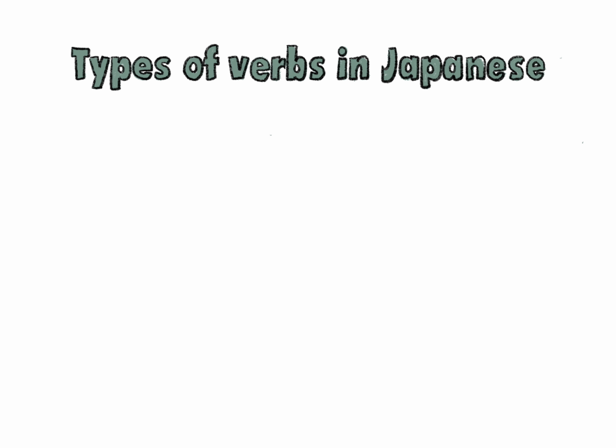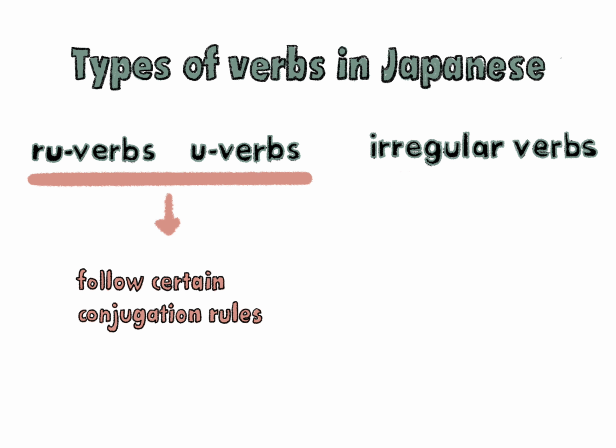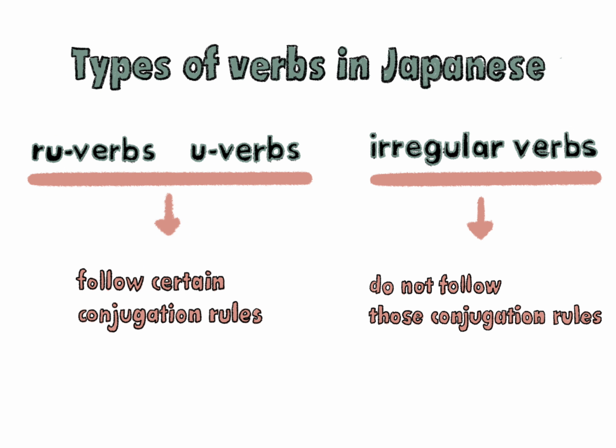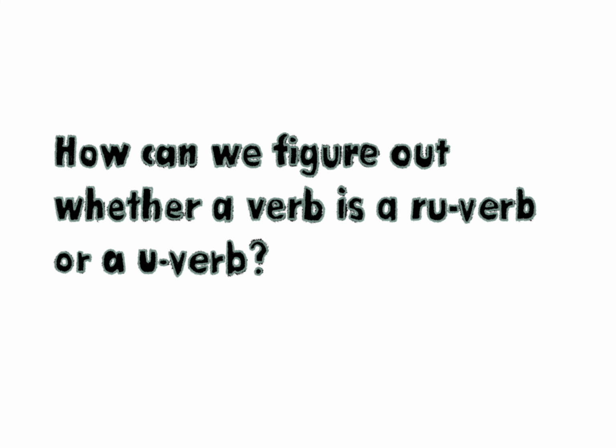Before we start to learn the conjugation rules, you need to know the types of verbs in Japanese language first. There are 3 types of verb in Japanese: ru-verb, u-verb, and irregular verb. Ru-verbs and u-verbs are the types that follow certain conjugation rules, whereas irregular verbs do not follow those conjugation rules. To apply the right conjugation rules to a verb, we need to figure out whether a verb is a ru-verb or a u-verb. How can we figure out whether a verb is a ru-verb or u-verb?